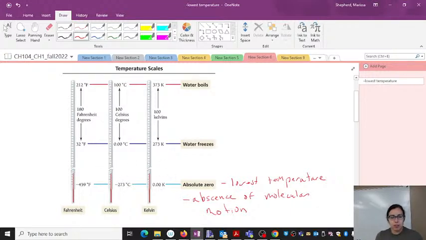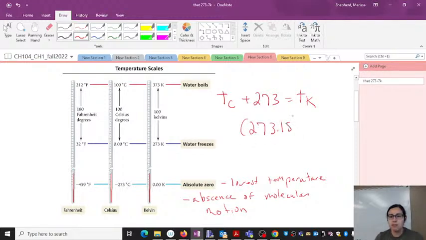If you look, 0 Kelvin is obviously absolute zero. What's nice is we can easily convert between Celsius and Kelvin. With our temperature in Celsius, all you do is add 273 to whatever Celsius temperature you have, and that equals your temperature in Kelvin. It's technically 273.15. I'm just putting that on there so you know.